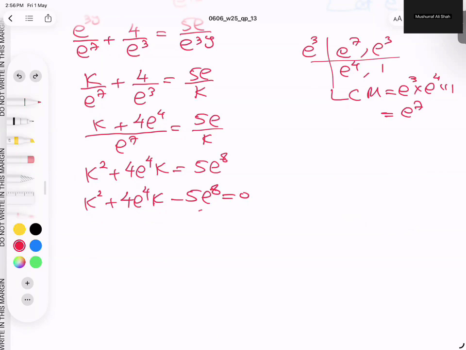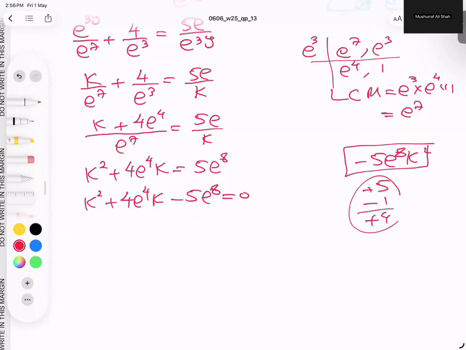Okay, look, if I multiply the first and last terms, students, I get negative 5 e to the power 8 and k squared. This is the product of the first and last. And if I take negative 1 and plus 5, they give us 4, because I talk about this one. So e to the power 4 k and e to the power 4 k means e to the power 4 k. So factorization is possible.